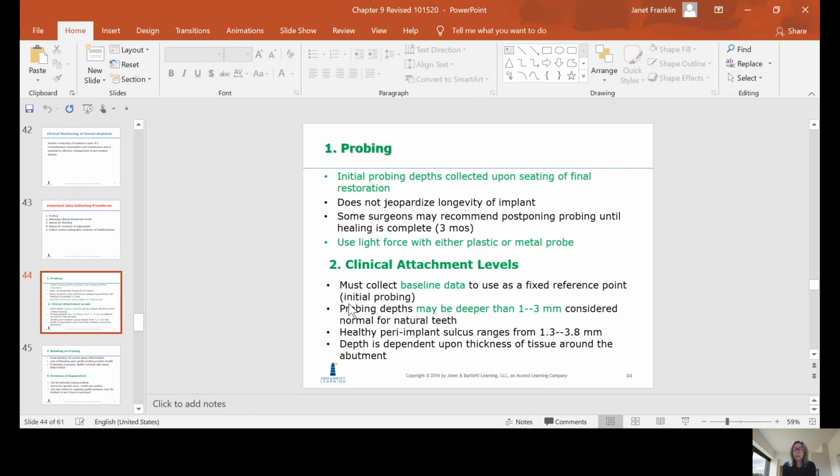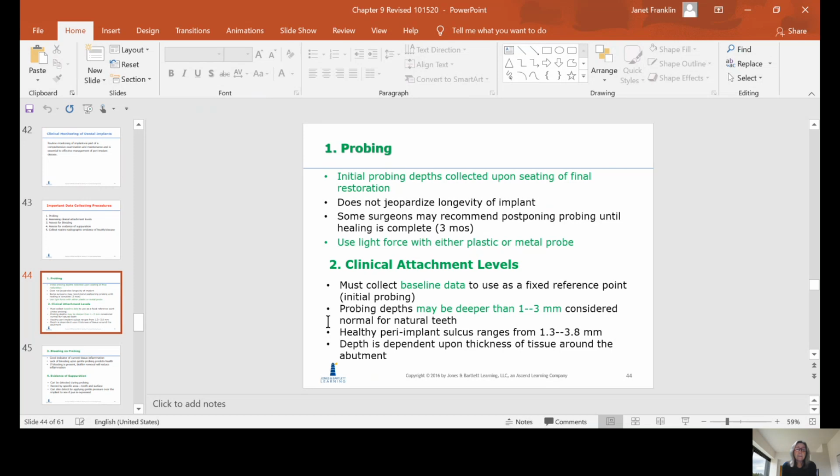So just gently probe around it, because remember, your probing depth isn't quite as important of a measurement as measuring for bleeding and inflammation. Clinical attachment levels. You must collect baseline data to use as a fixed reference point or initial probing. Probing depths may be deeper than 1 to 3 millimeters and be considered normal.